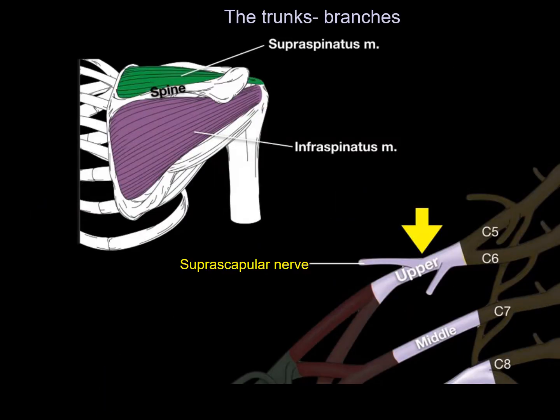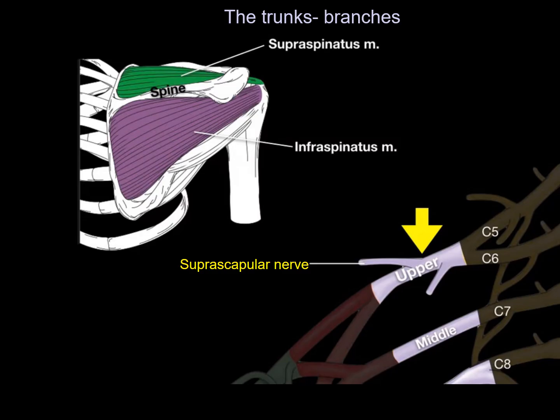The first branch of upper trunk is suprascapular nerve, which follows the suprascapular artery and veins towards the suprascapular notch. It passes underneath the superior transverse scapular ligament to reach the supraspinous and infraspinous fossa and innervates the supraspinatus and infraspinatus muscles and provides sensory innervation for part of the capsule of the shoulder joint.